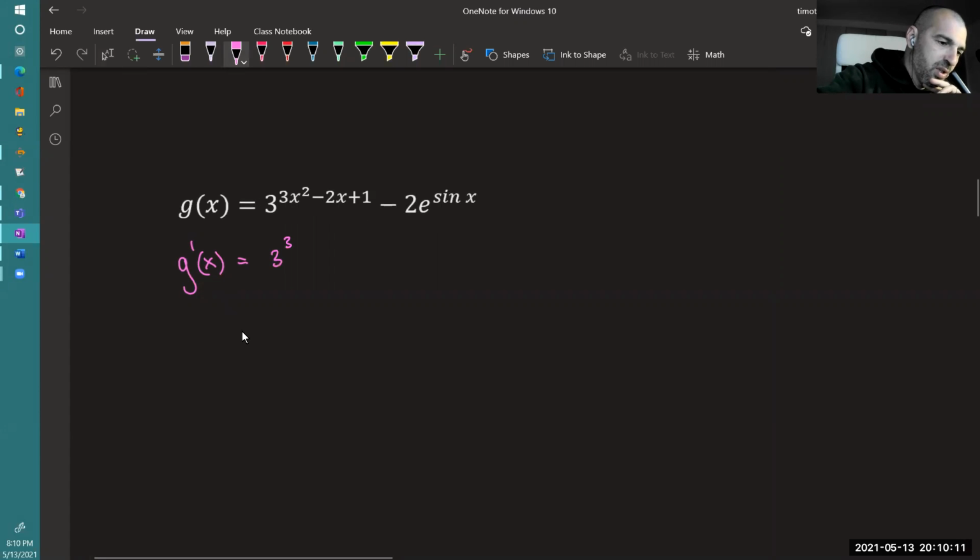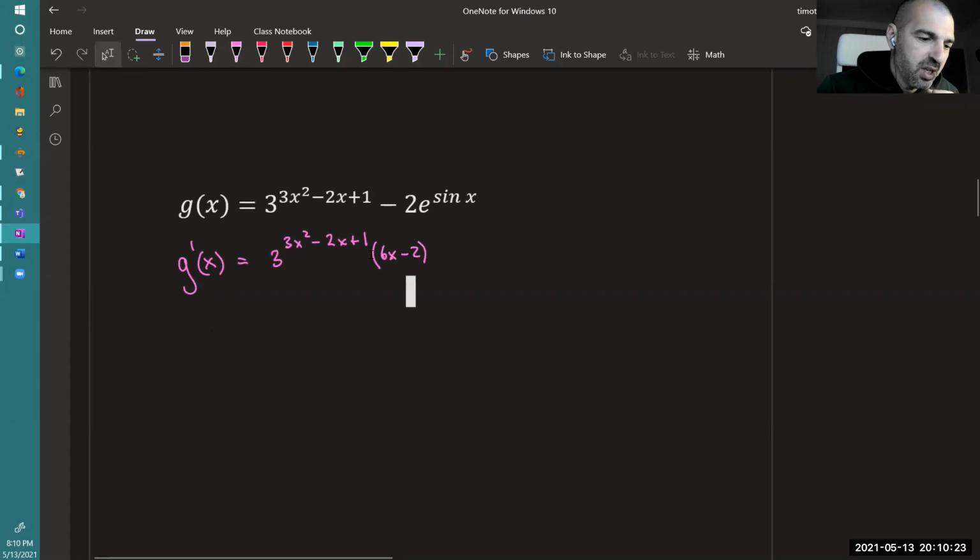So it's got 3 to the 3x squared minus 2x plus 1 times the derivative of the exponent, which is going to be 6x minus 2. Okay, and this is not in the exponent position. This should be down at the same level as the 3. Okay, and that guy is differentiated. We do have to multiply this by the natural log of the base. So we're going to write natural log of 3 there.